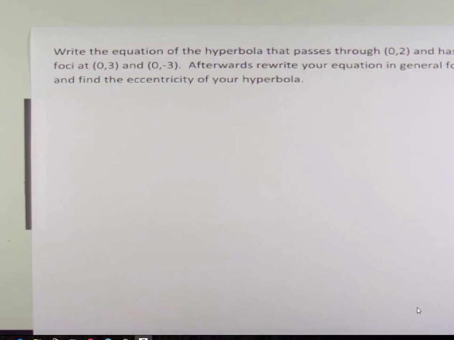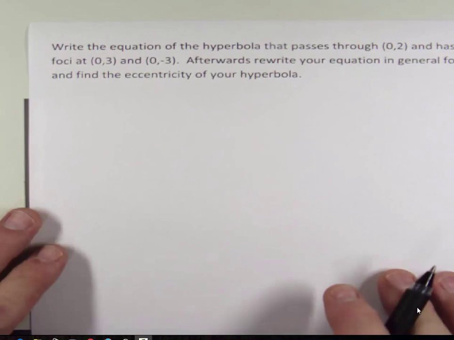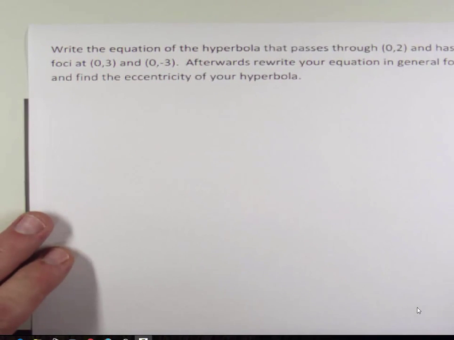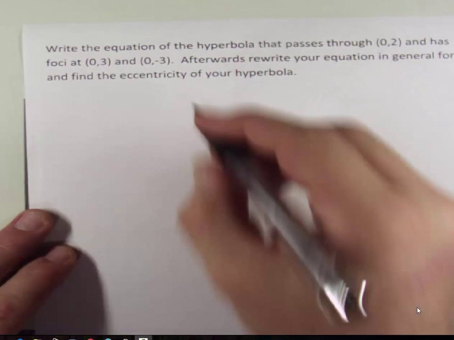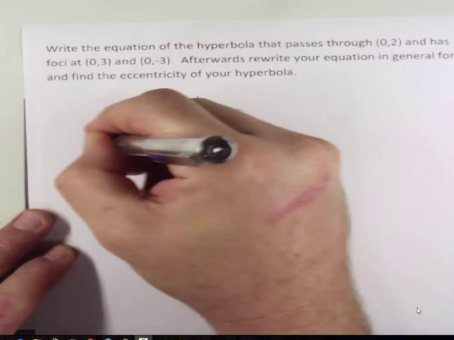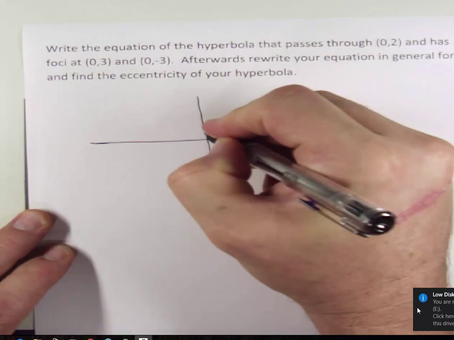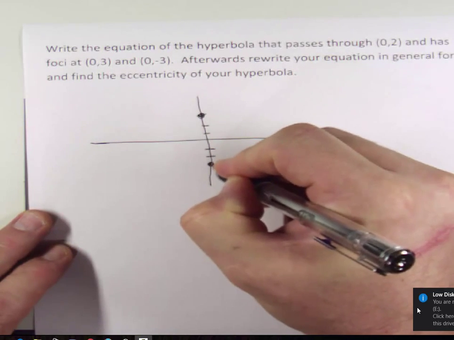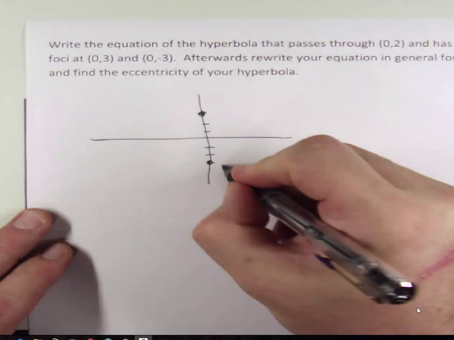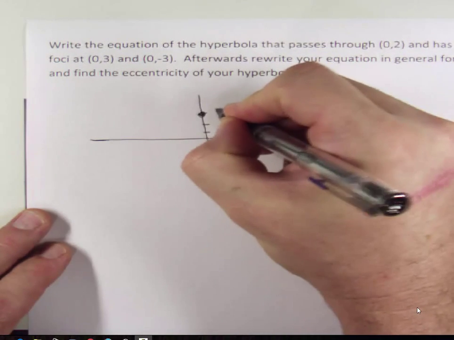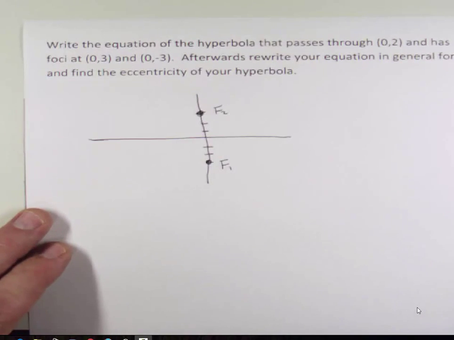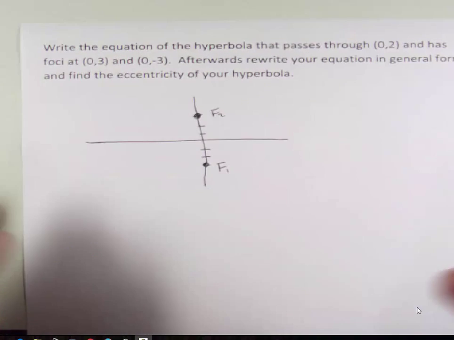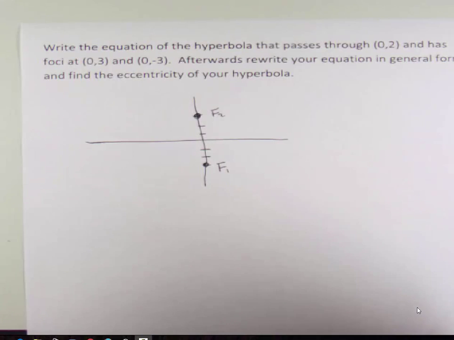Good morning. Continuing on working on hyperbolas today, you're given two foci and a point on the hyperbola. So let's go ahead and start with the foci. We know one's at (0, 3), and one's at (0, negative 3). These are my focal points, and it doesn't matter which one you call focal point 1 and focal point 2.